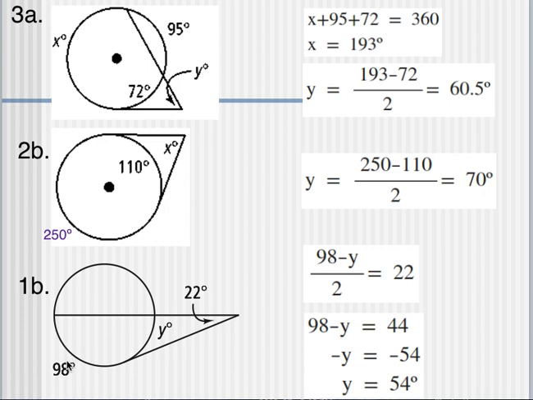When you're doing larger arc minus smaller arc, it should be 98 minus y all over 2, equals an answer of 22. Then you could circle y and work to isolate it. You can multiply both sides by 2 to cancel out the over 2. You can subtract 98 from both sides to cancel that out. You could divide both sides by negative 1 to get y completely by itself. Y equals 54 degrees.